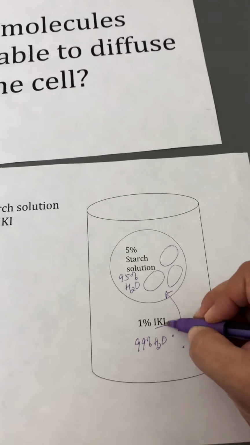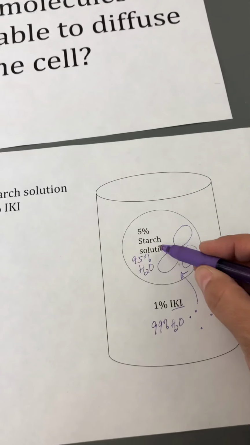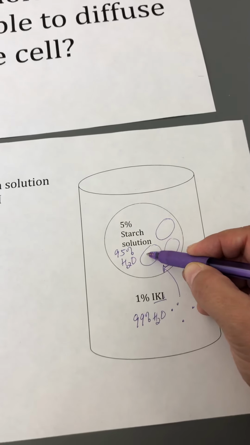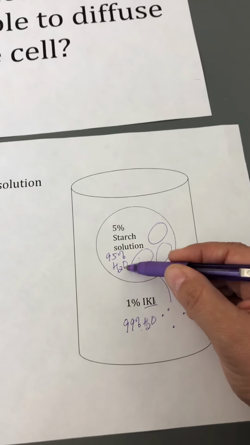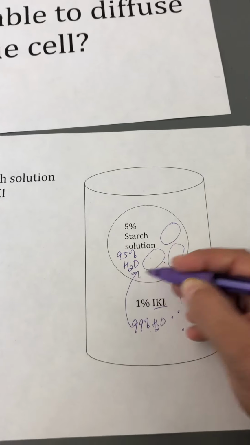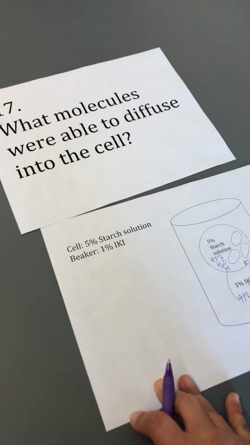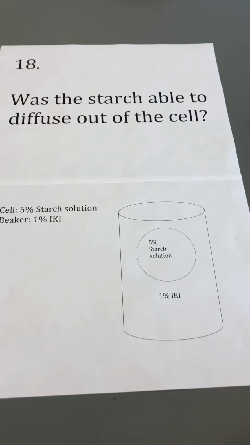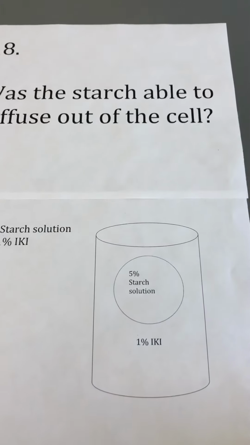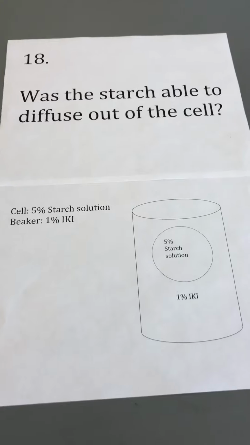The iodine is going to move from high concentration of iodine to low. Starch molecules could not move because they're so big. The water molecules are also going to move from high concentration to low concentration. So IKI or iodine and water, the correct answers for this. Was the starch able to diffuse out of the cell as we just went over? This is the same example. No, the starch was not able to diffuse out of the cell because of its size.